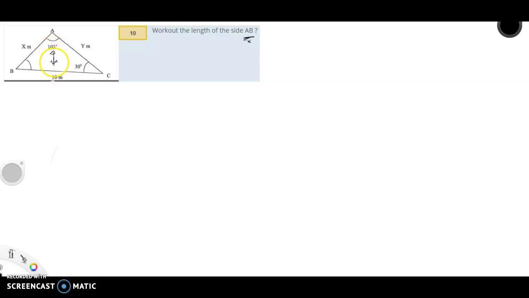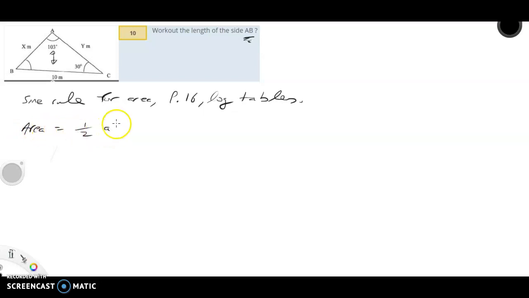And because of this matching pair, the angle and the opposite side known, we always go for the sine rule for area. And that's on page 16 of your log tables. Right? And it's something that goes like this. Area equals a half AB times sine C. A and B are side lengths.